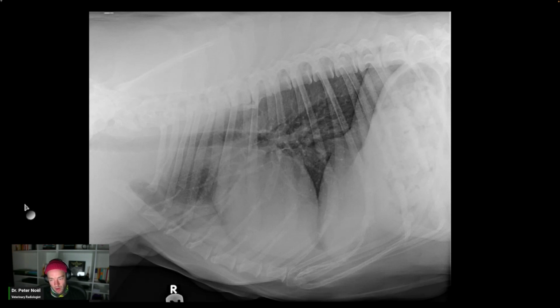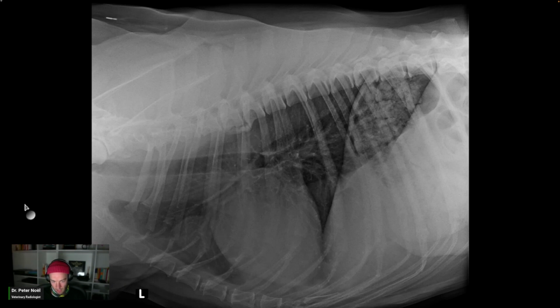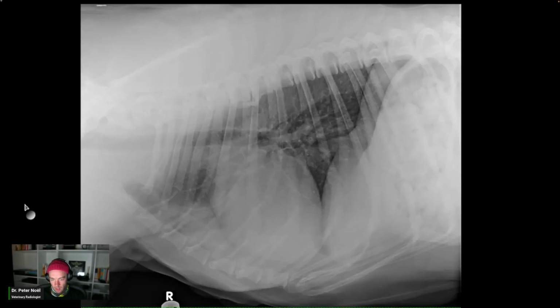Okay, 3 views of the thorax. I'm going to show you just right lateral, left lateral, and a VD view. Okay, so 1 minute, go for it. Tell me if you find anything that's wrong.